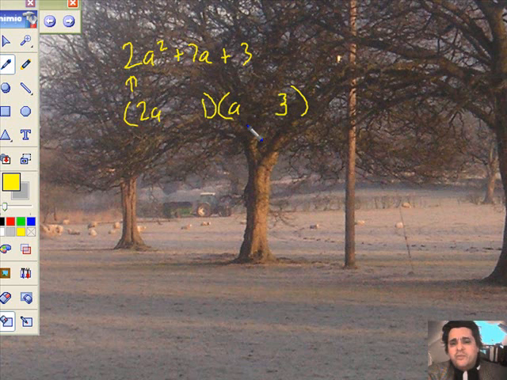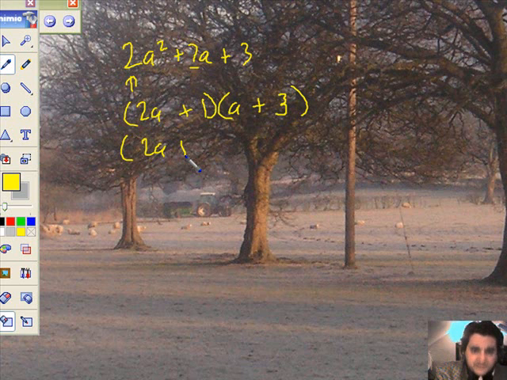Be very careful. If you put the 1 and the 3 in the wrong place, it simply won't work. Check it. 2a squared, 6a plus 1a is 7a, 1 times 3 is 3. If you flip them around the other way, it simply will not work. Let me prove it to you. You need to be able to test this for yourselves.